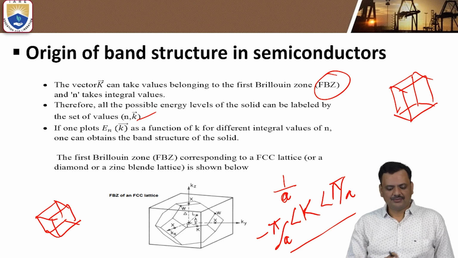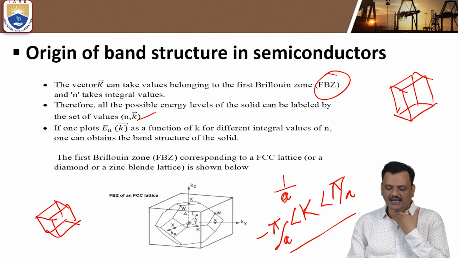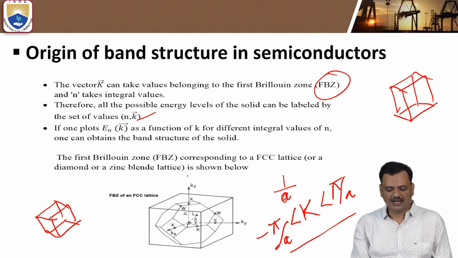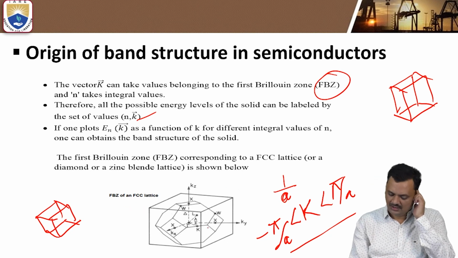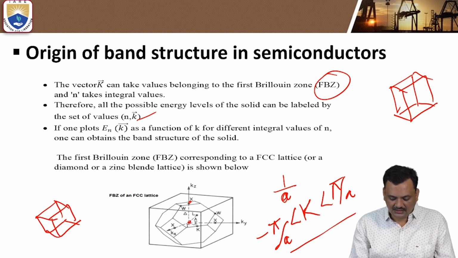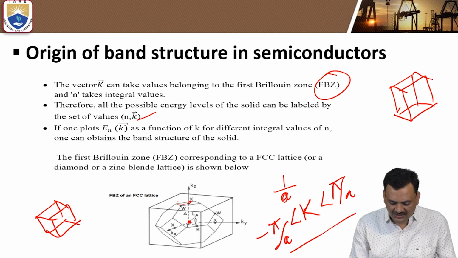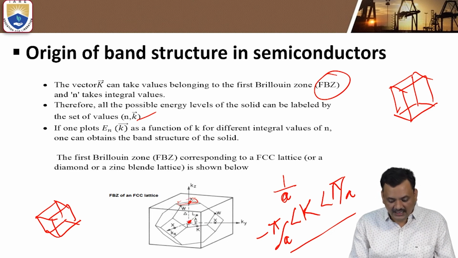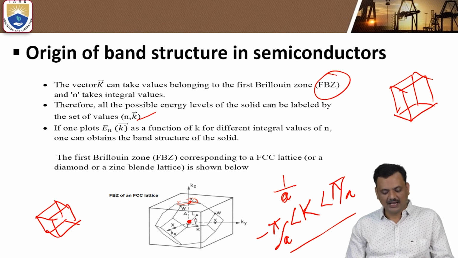Okay, the first Brillouin zone representing the FCC lattice or diamond or zinc blende lattice is shown below. Here is the example of the first Brillouin zone. The center of this face can be represented by X. The center of the Brillouin zone can be represented by gamma.